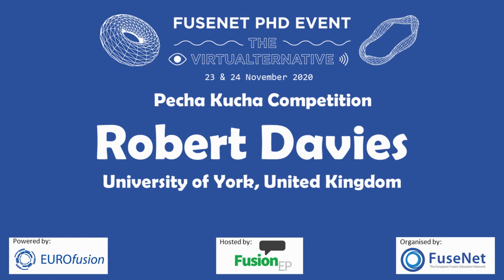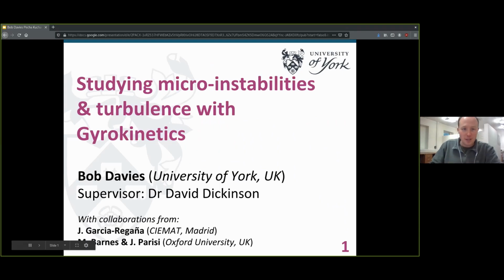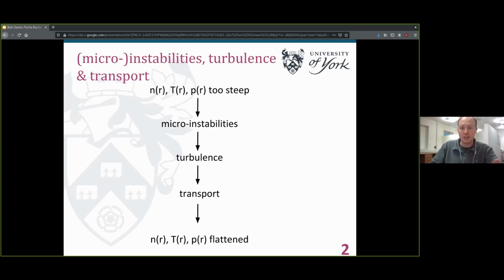Hi, I'm Bob Davies, and I'll be talking today about my research, the study of small-scale plasma turbulence using gyrokinetics. The motivation, big picture, is to better understand turbulence because it largely determines the performance of magnetically confined fusion devices. So a simple picture of how instability, turbulence, and fusion power are linked is shown here.